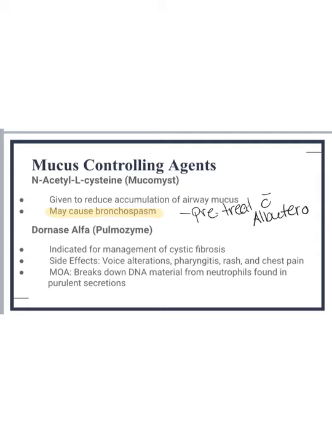Okay, and then dornase alfa or Pulmozyme is only indicated for the management of cystic fibrosis. It breaks down, and we'll go more in detail with this in Advanced Pharm, it breaks down the DNA polymers in their mucus to help thin it out so it's not so tenacious and sticky. Side effects are voice alterations, pharyngitis, a rash, chest pain.